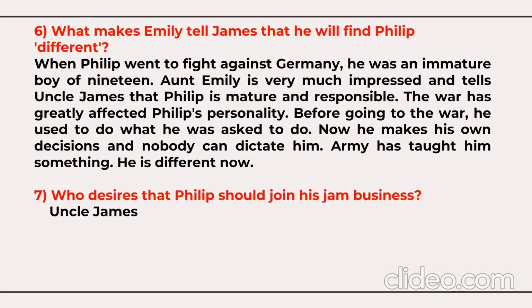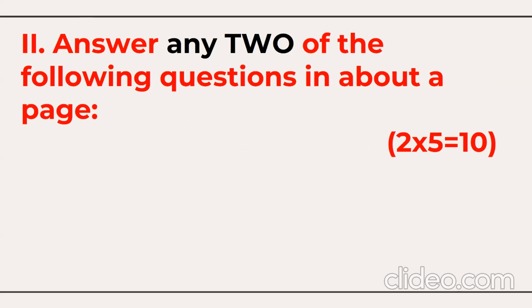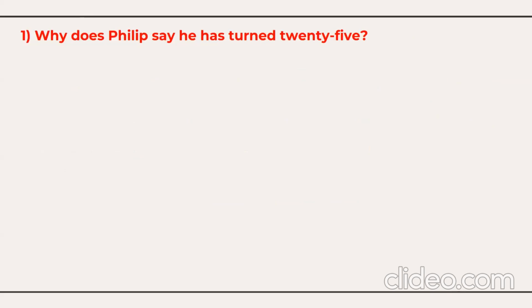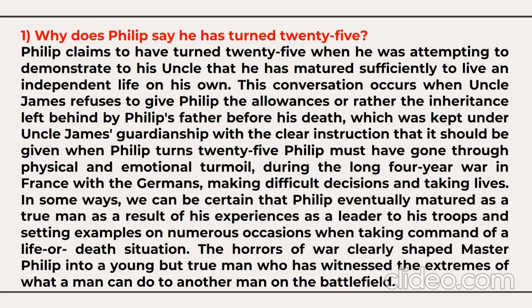Last question: who desires that Philip should join his jam business? Obviously, his Uncle James desires that Philip should join his jam business. Now we have 5 marks questions, and out of the 3 questions, you need to select only two. Why does Philip say he has turned 25? Why does he say like this?